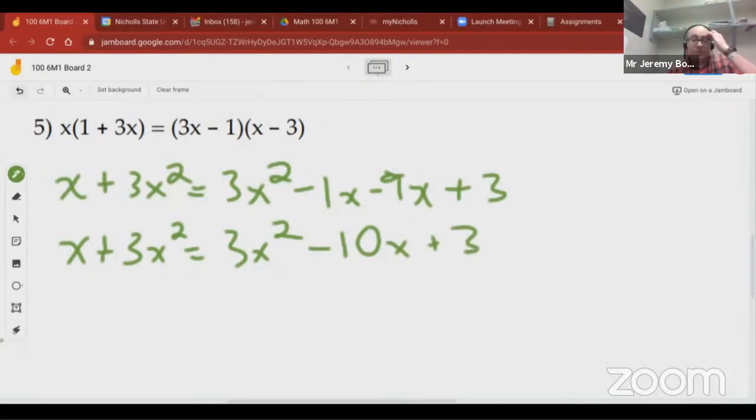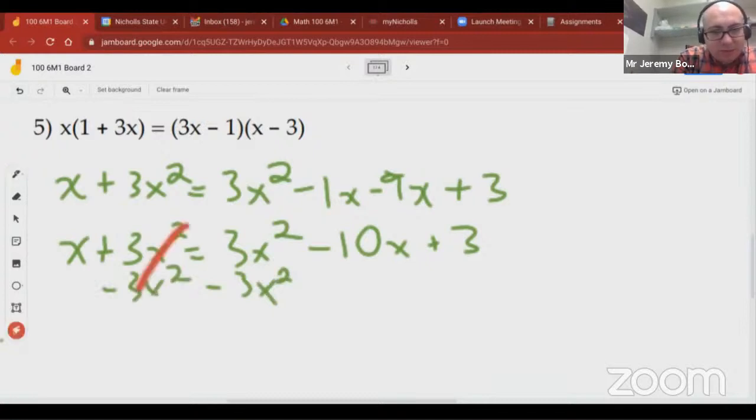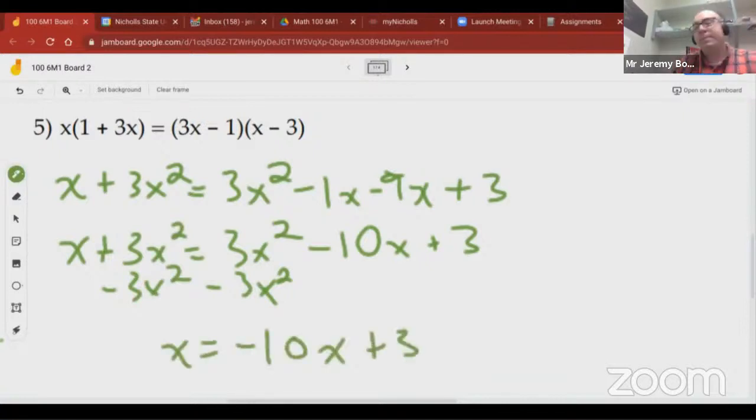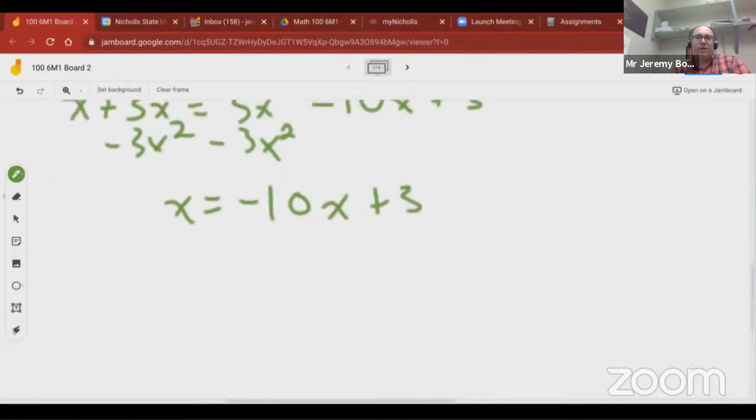So, similar situation to what we had last problem, there's an x squared term, so it looks like a quadratic equation as of now, but if we subtract the 3x squared from both sides, because it's on both sides, that's going to cancel, and what results is just x is equal to negative 10x plus 3. So we end up with a linear equation in the end.